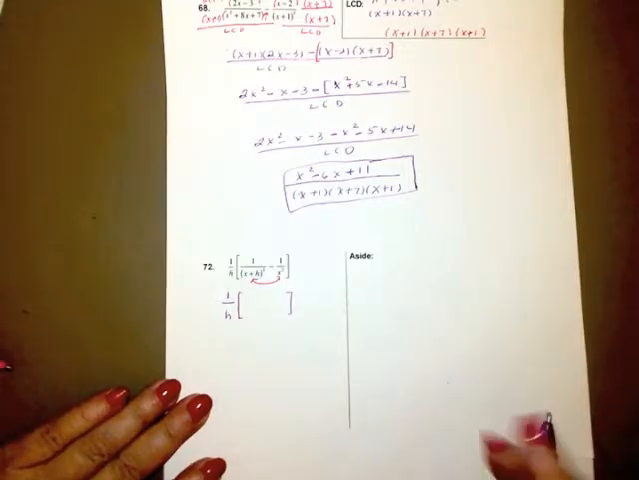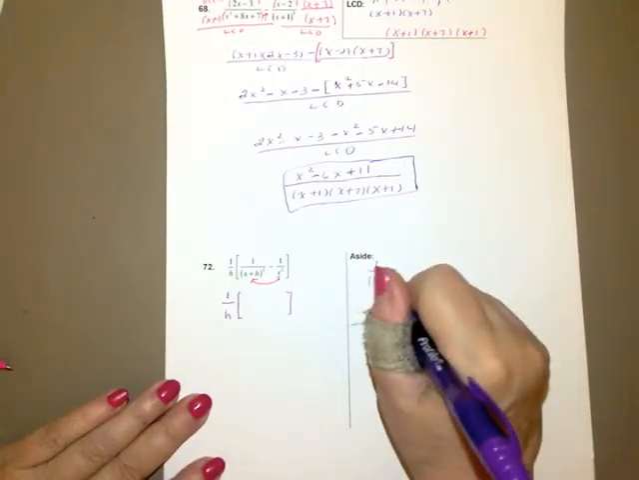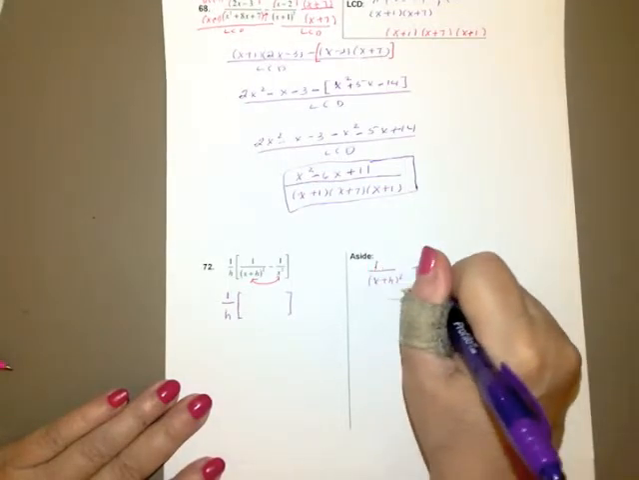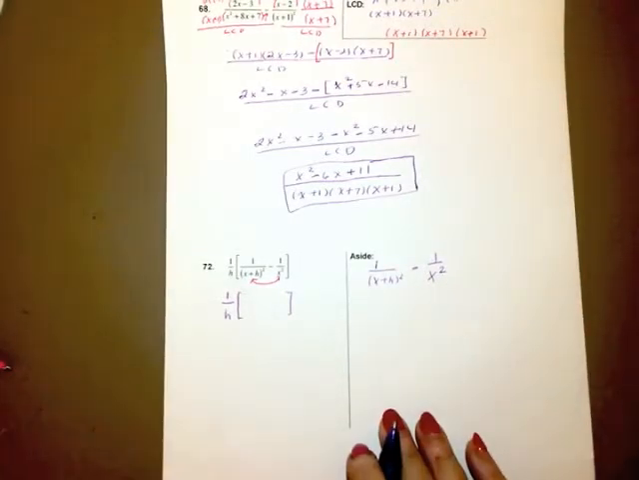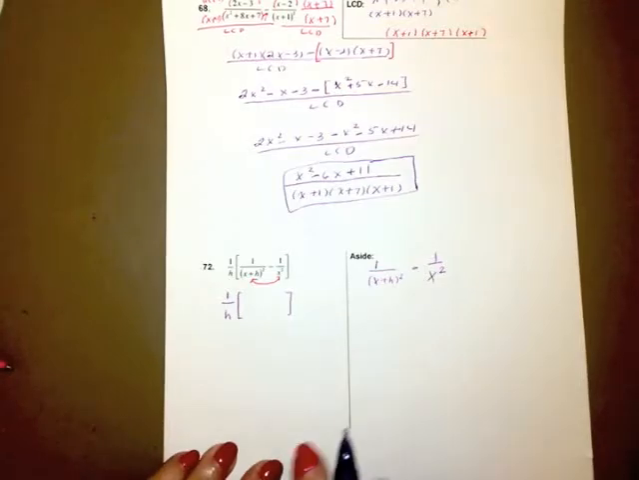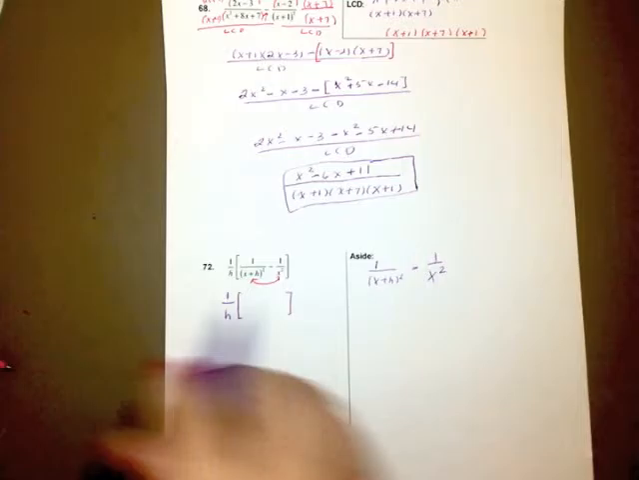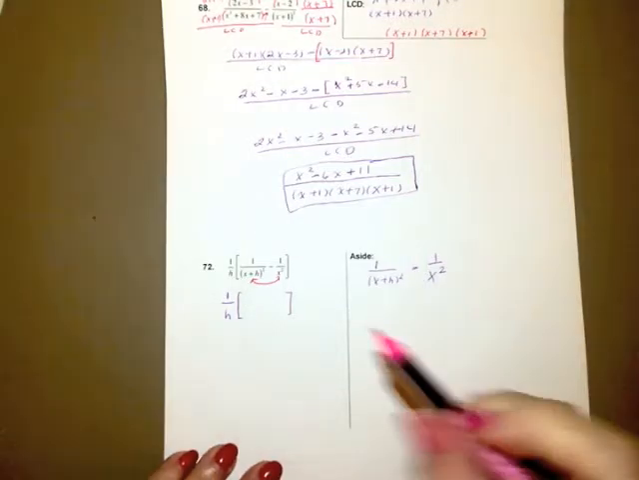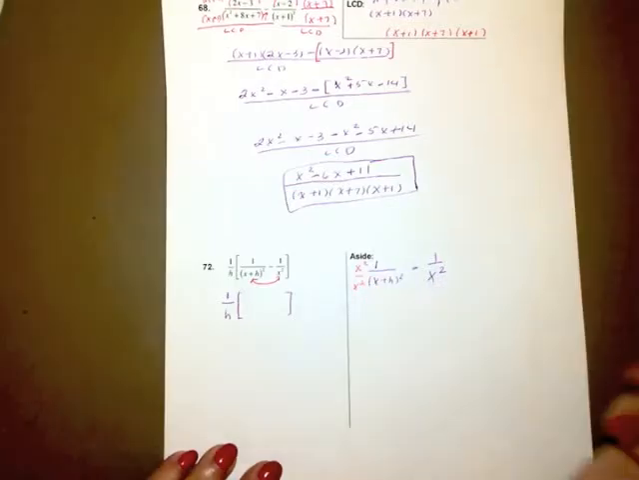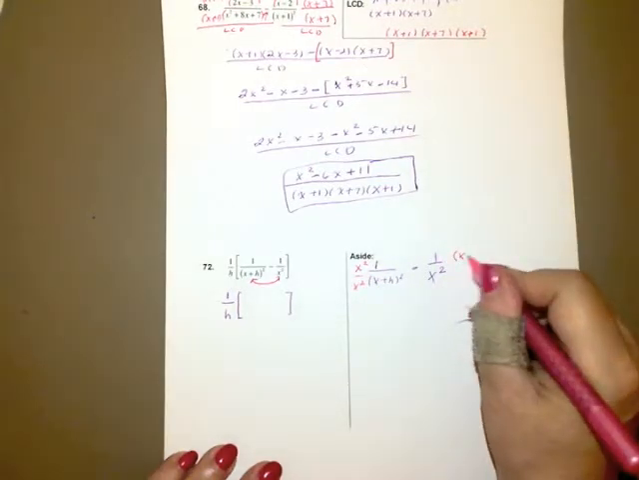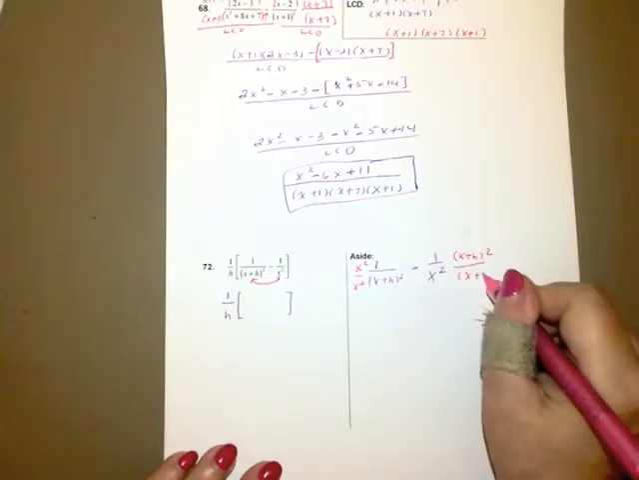So to the side, I'm going to work the problem 1 over x plus h squared minus 1 over x squared. Now what this requires me to do is to put everything over a common denominator. The LCD is just x squared times x plus h, a quantity squared, so that on the left needs to be multiplied by x squared over x squared, and on the right it gets multiplied by x plus h squared over x plus h squared.